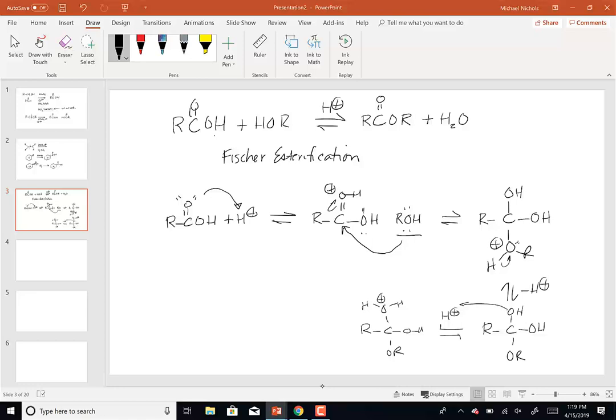Nicole. Let's get rid of the water. And this may look like a really unstable carbocation, but with each of the two oxygens that's attached to it having the ability to form a double bond with it, it's actually pretty stable. Okay? So now, final step.